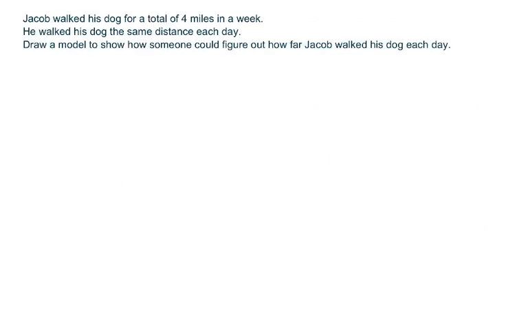We can do the same thing with our next example. Jacob walked his dog for a total of 4 miles in a week, being 7 days. He walked his dog the same distance each day, and it says draw a model to show how someone could figure out how far Jacob walked his dog each day.